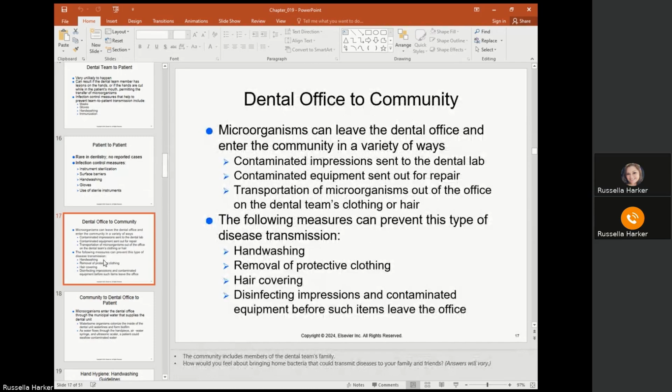So with the dental office to the community, microorganisms can leave the dental office by way of the community water or through contaminated impressions sent out to the dental lab. So contaminated equipment sent out for repair, the transportation of microorganisms through the team's hair or clothing. So you have to be careful not to go out of the office.